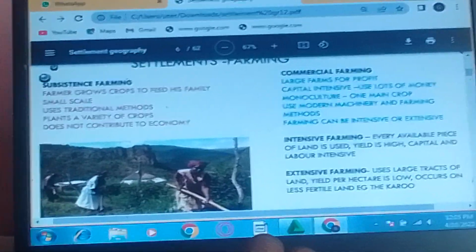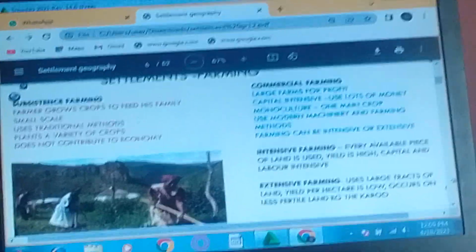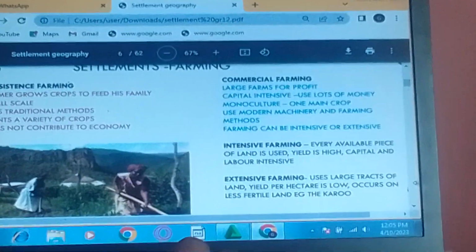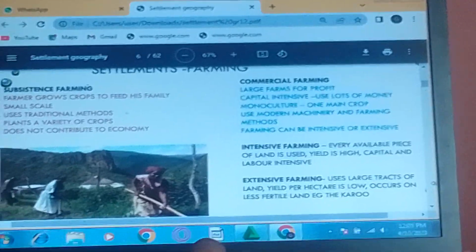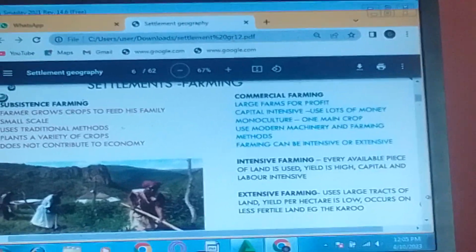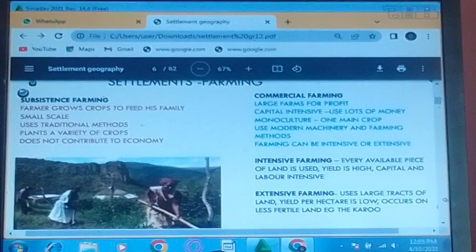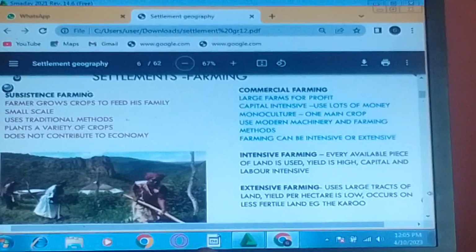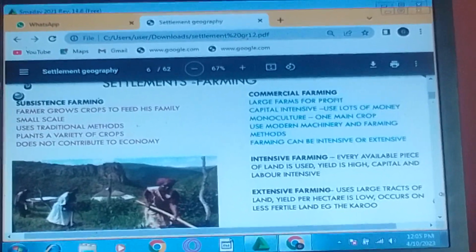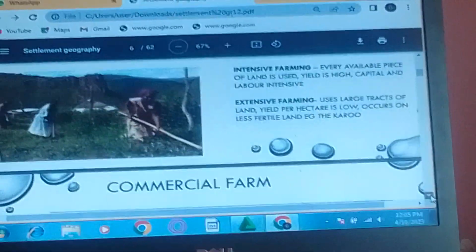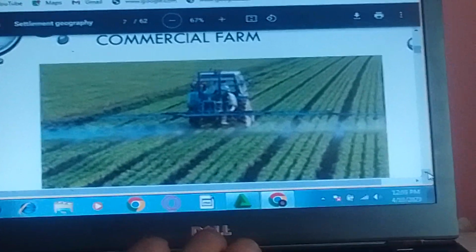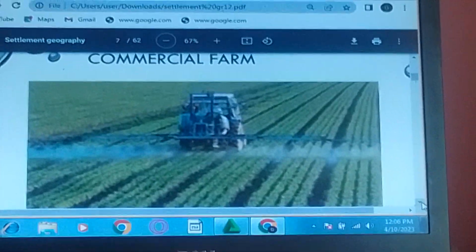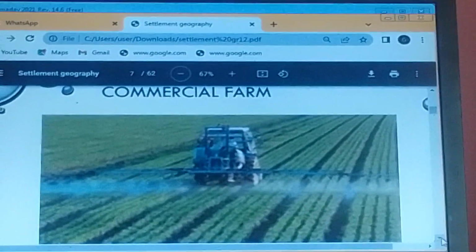Now, what is extensive and intensive farming? Intensive farming is when a small piece of land is used and a high yield is produced, so someone can get a lot of profit. Extensive farming uses large tracts of land. The yield per hectare is very low and occurs especially on less fertile land. So these are basically some of the activities that occur in our rural areas. What is a commercial farm? As I said, this is what a commercial farm looks like when you grow a cash crop for sale.